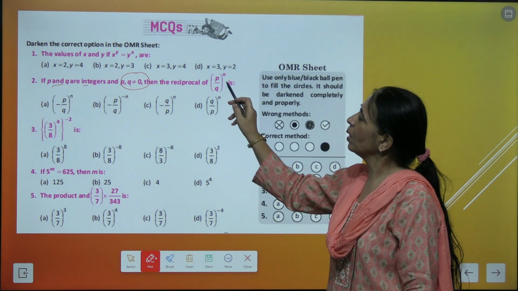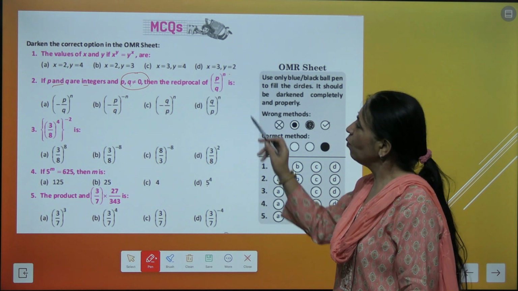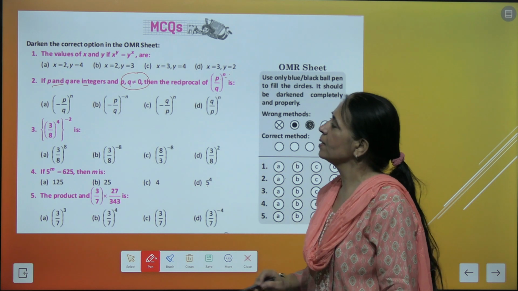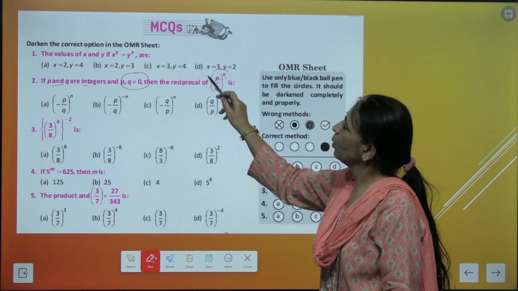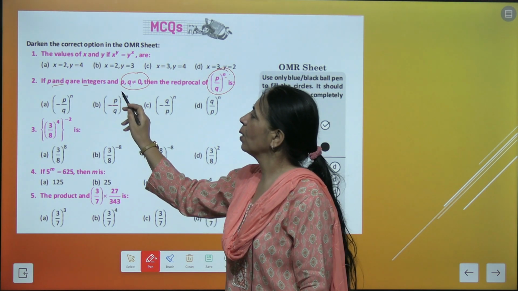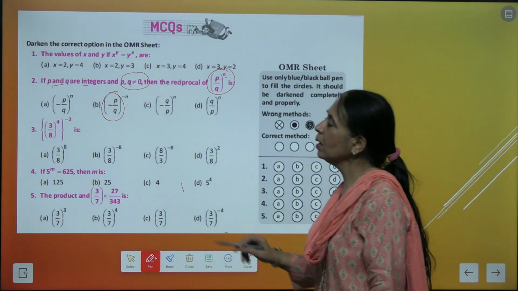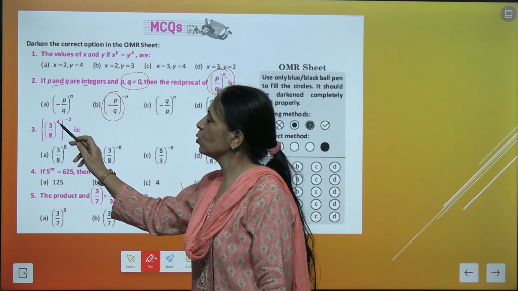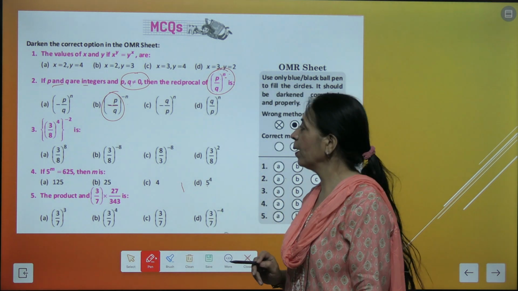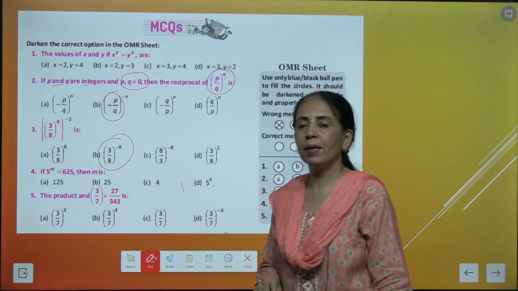And if p and q are integers and p and q are not equal to 0, then the reciprocal of p upon q raised to the power n. So one thing is when you write p upon q raised to the power n, इसका reciprocal हो जाएगा p upon q raised to the power minus n. So it will be your answer, p upon q raised to the power minus n. Now here 3 upon 8 raised to the power 4 raised to the power minus 2. यहाँ powers of powers है तो powers multiply हो जाएंगी. So we'll write 3 upon 8 raised to the power minus 8.